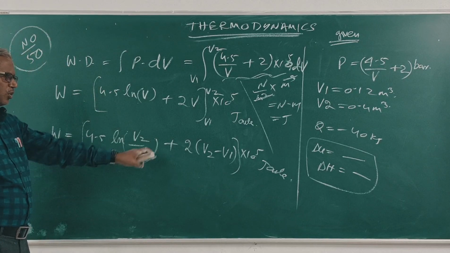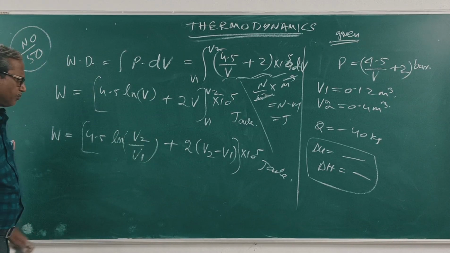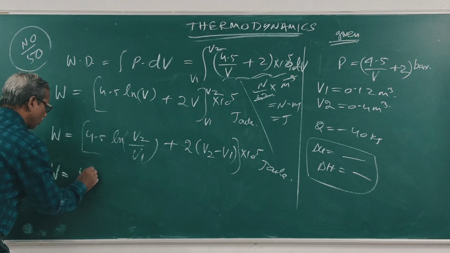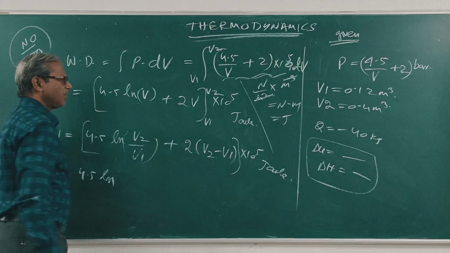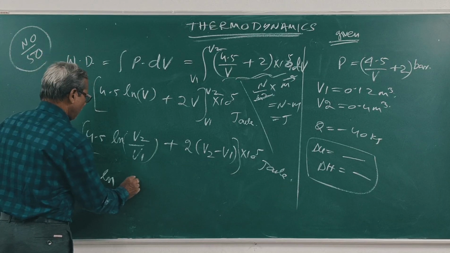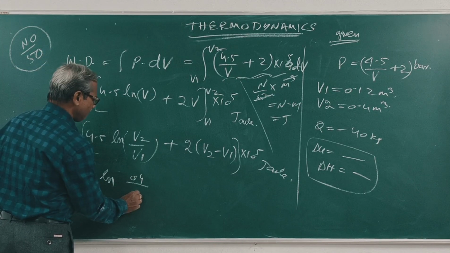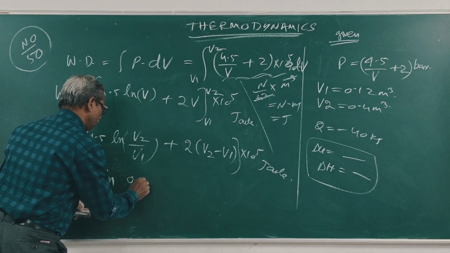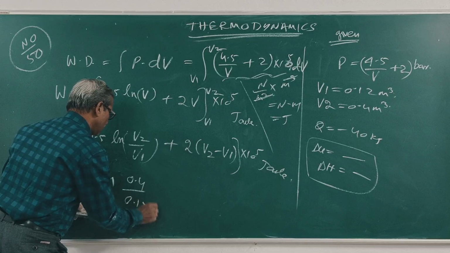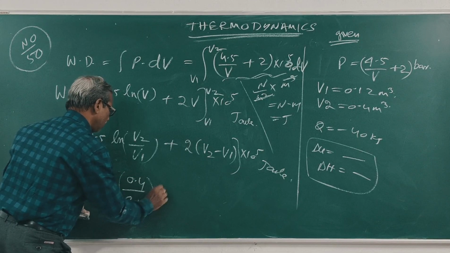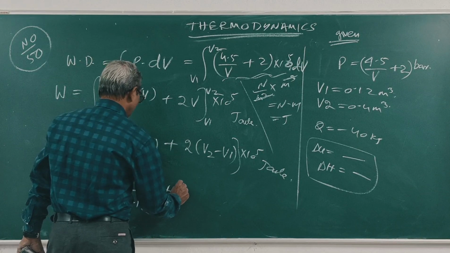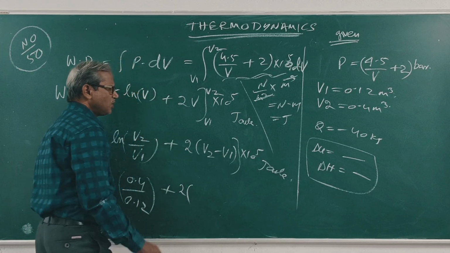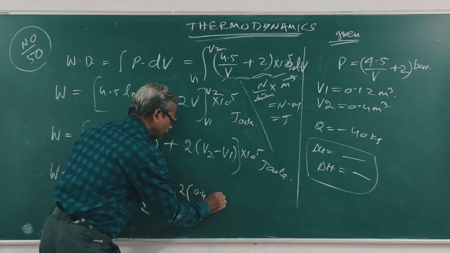Right? Put the values of V1 and V2. So work done is equal to 4.5 ln(0.4/0.12) plus 2 into (0.4 minus 0.12).